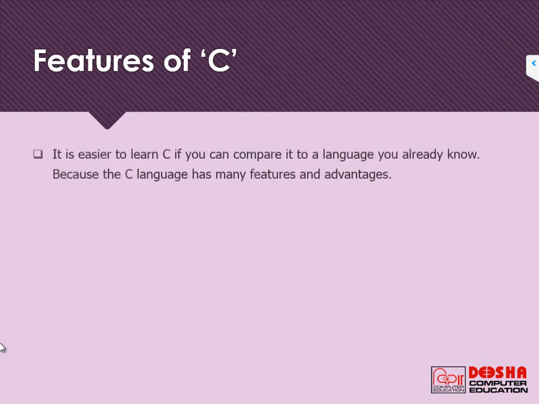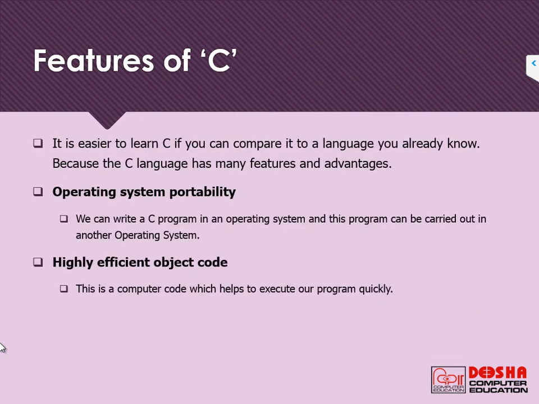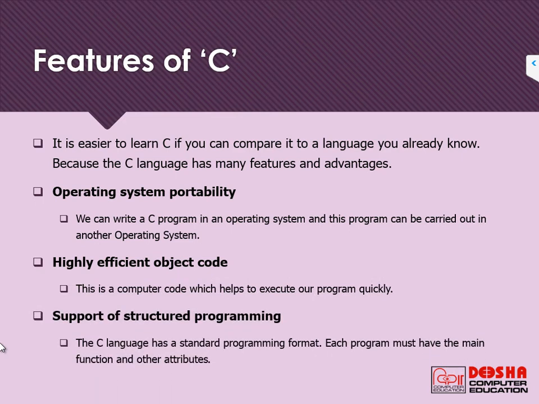Now what are the features of C? There are so many features of C. Operating system portability, highly efficient object code, support of structured programming. Larger programs can be written using the C language. Lots of features are there. The most important feature is it is very easy to learn. It is as easy as learning the English language.